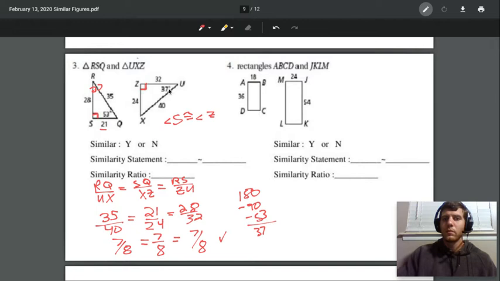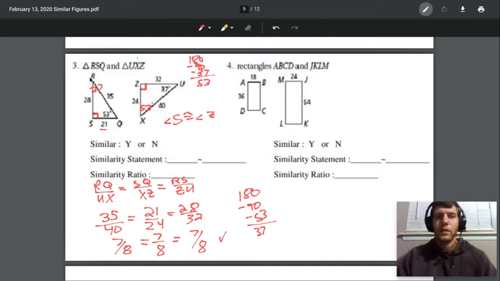We can do the same thing for this one, right? We have a 90-degree angle and a 37-degree angle. So we can do 180 minus 90 minus 37, and that's going to give us 53. So this angle here is 53 degrees. Angle S is congruent to angle Z because they're both 90. We know angle Q is going to be congruent to angle X because they're both 53.